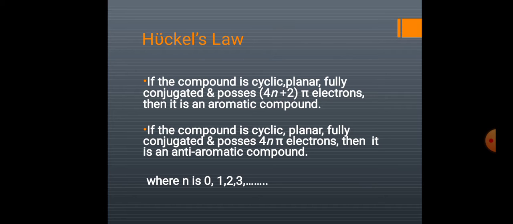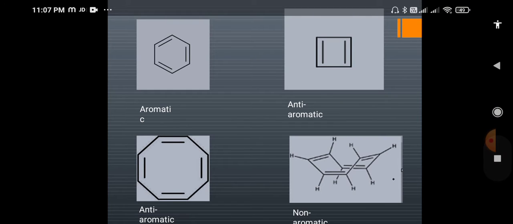So these are the conditions. It must be cyclic. How do you say a compound is cyclic? If all the carbon atoms are sp2 hybridized, which you can very easily identify if there is a double bond. And if it is planar, that you can very easily understand, and fully conjugated. And what do you mean by 4n plus 2 pi electron? Let me explain that.